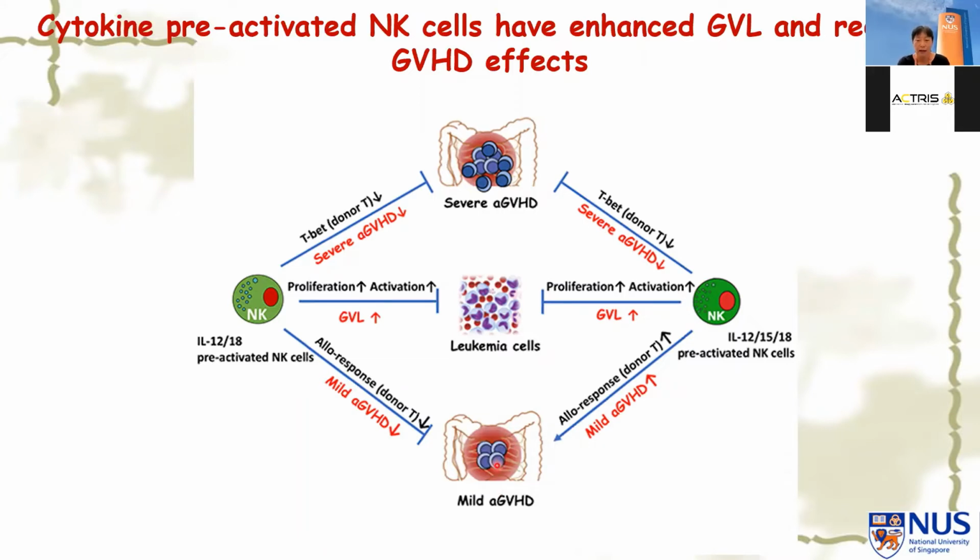So, in the tumors, it may not be that complicated, and we don't have to think about the GVHD problem because we're using autologous NK cells.